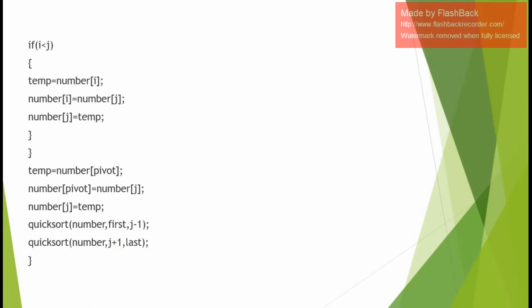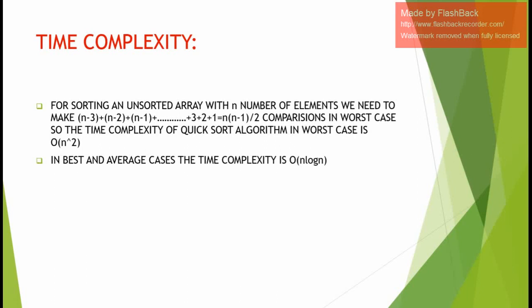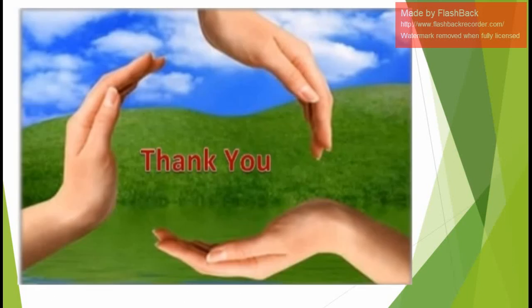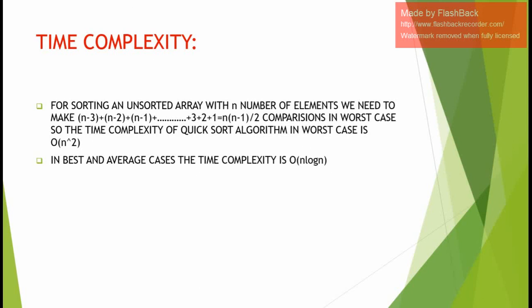Let us see the time complexity. For sorting an unsorted array with n number of elements, we need to make n minus 1 plus n minus 2 plus n minus 3 and so on, plus 3 plus 2 plus 1, that is n into n minus 1 by 2 comparisons in the worst case. So the time complexity in the worst case is big O of n square. In best and average cases, the time complexity is big O of n log n.